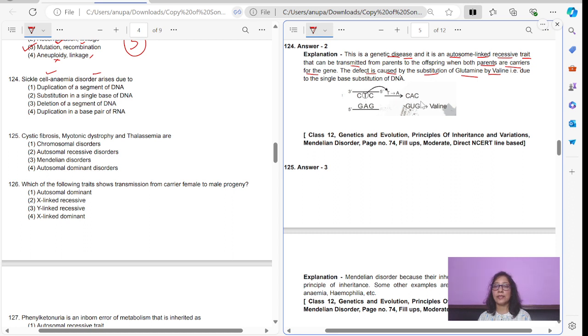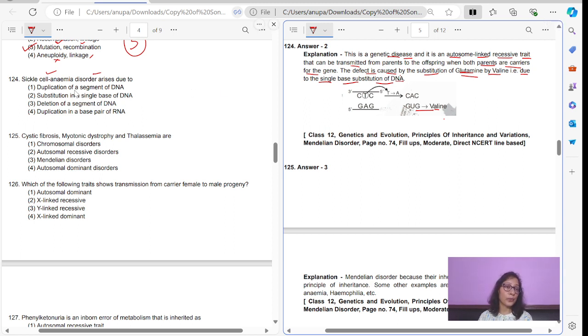one of the bases that changes here. CTC changes into CAC, and GAG changes to GUG. That is, glutamic acid is substituted by valine. It means a single base substitution of DNA is taking place here. So the reason why sickle cell anemia disorder arises should be the single base substitution in DNA. Now, let's read the options.